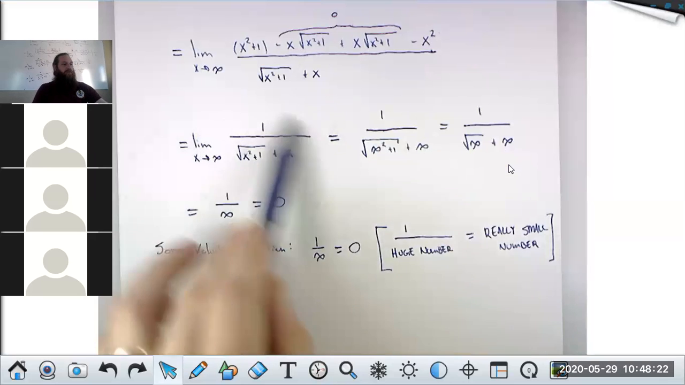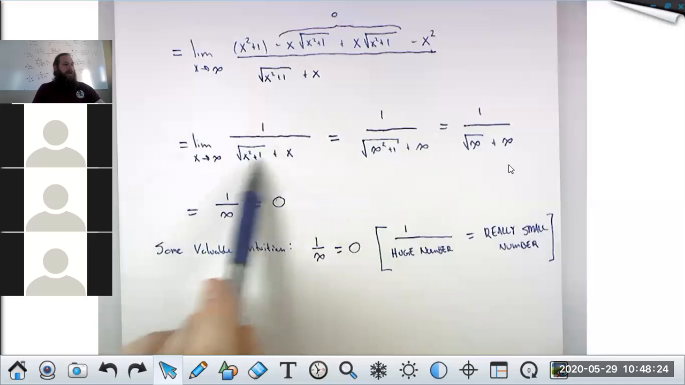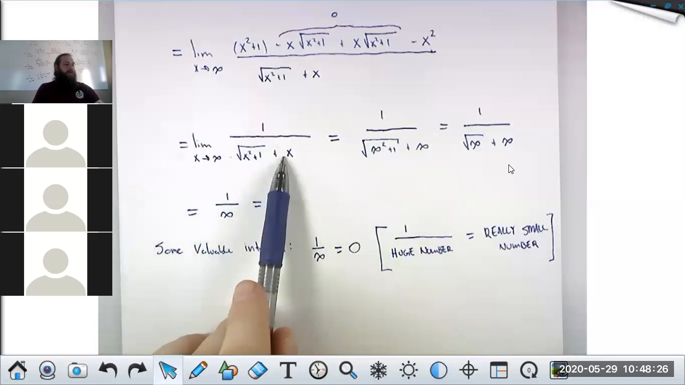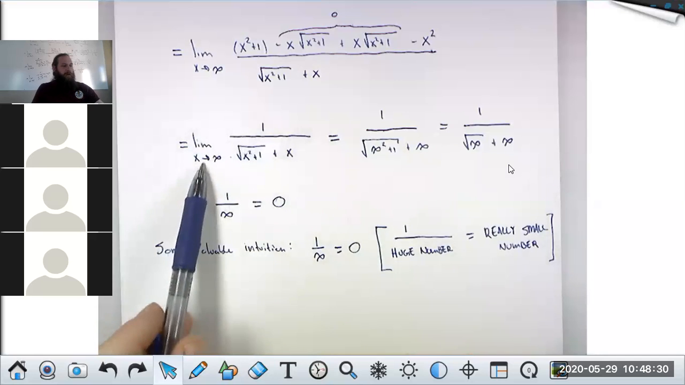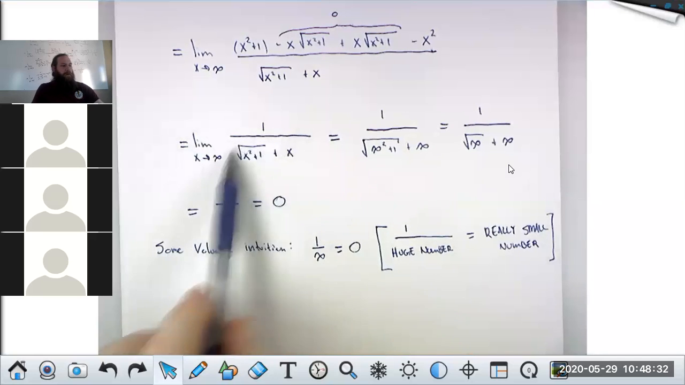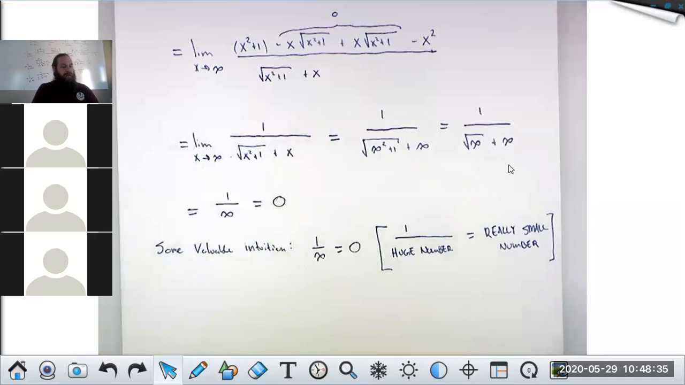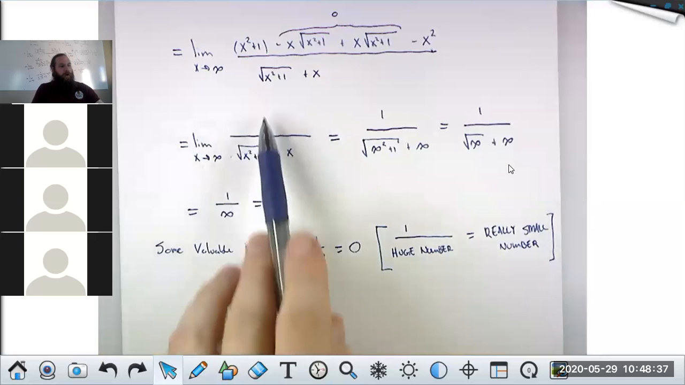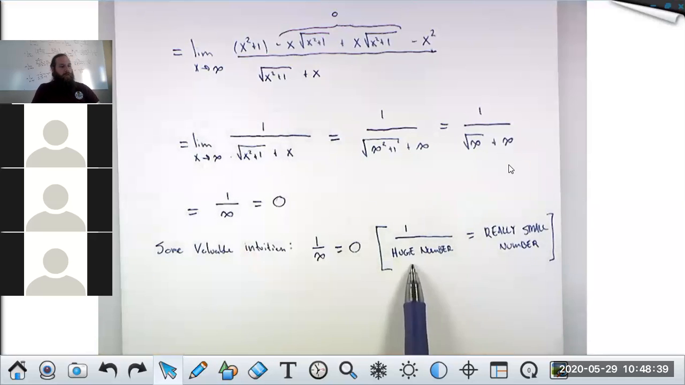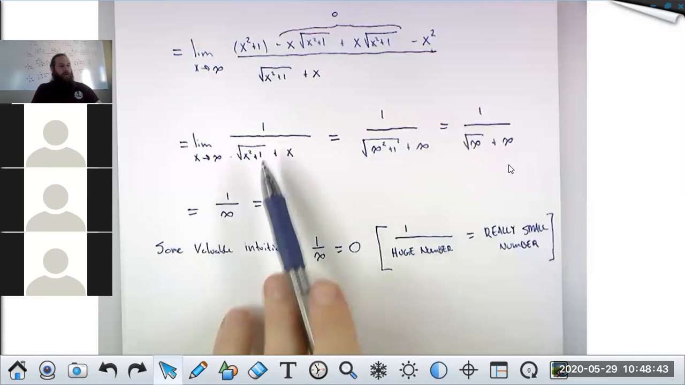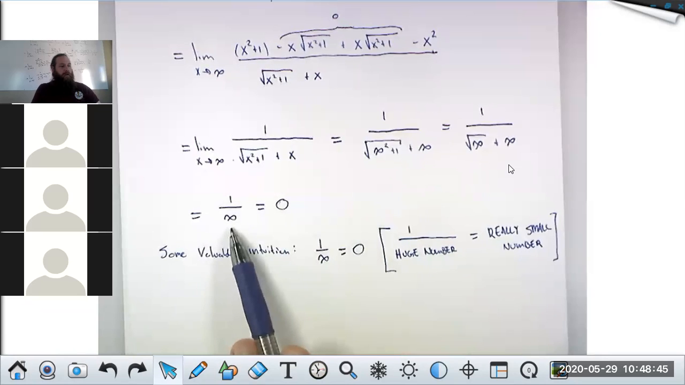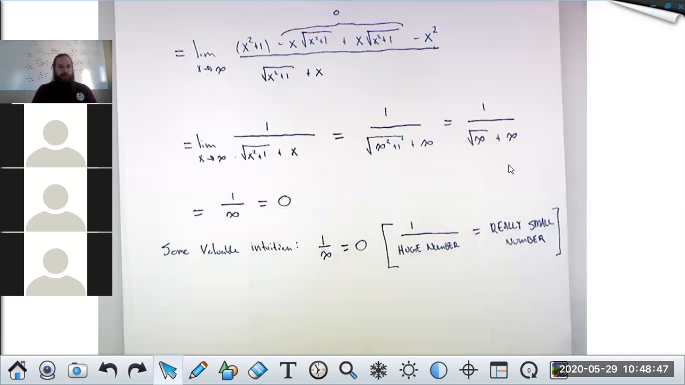After doing some algebra, we got a function where the bottom is going to infinity, but the top is just 1. So as x gets bigger and bigger and bigger, the bottom is getting bigger and bigger and bigger, but the top is not. So we end up with 1 over a really, really, really huge number, which is a really, really, really small number. And as that really huge number is allowed to go to infinity, the reciprocal of infinity is safe to think of as 0.